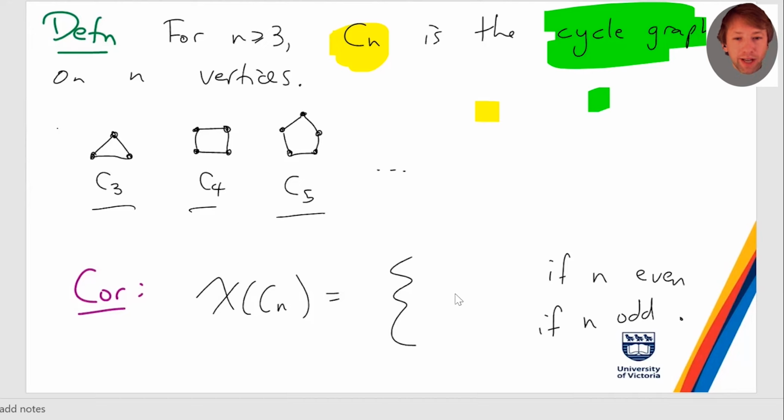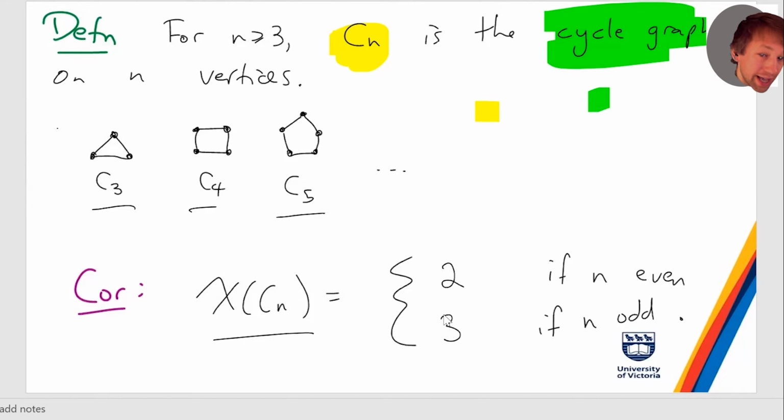So I want to write down the chromatic number of Cn. It's going to be different if n is even or odd. Can anyone tell me either of these two cases? What is the answer for an even cycle, and what's the answer for an odd cycle? What if it's even, let's say? What's the chromatic number? Right, for the even case, the answer is 2. For the odd case, the answer is 3.